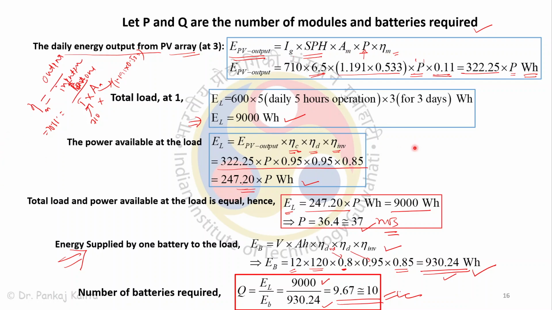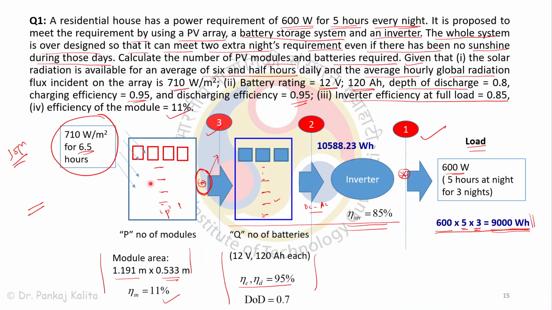Please mark my words very carefully. How do we approach this question? First thing is that we draw the block diagram, then we list the parameters here, here, and here, then we start calculating. You guys are not doing this, that's why you are not able to approach the questions in the correct manner.